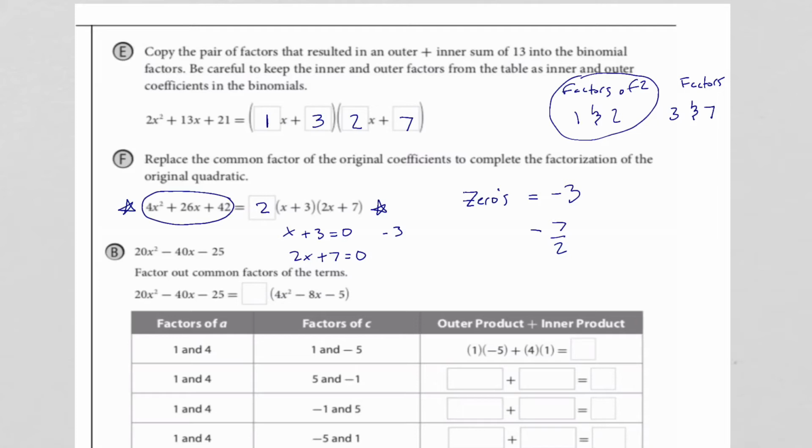So here we go. Let's try another example. Looking at this thing, 20x squared minus 40x minus 25.